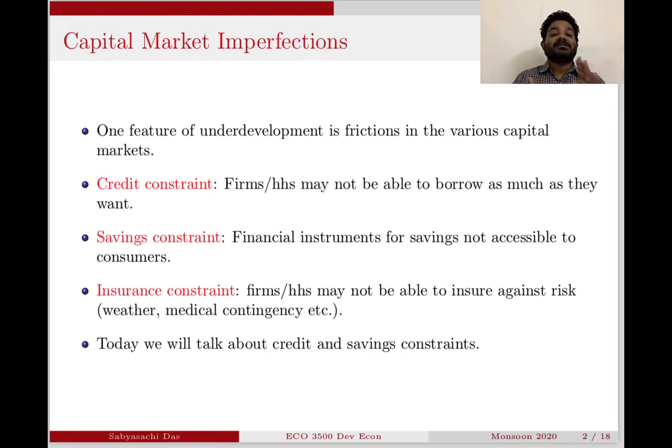So these three are the broad kinds of frictions that we face in the capital market in developing countries, and we will start with the credit market, and then we'll talk about the savings constraint. There are papers in the syllabus that I mentioned under the insurance constraints section. If you're interested in reading up more on this, you can definitely look up some of these papers.